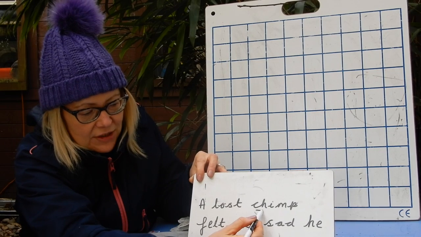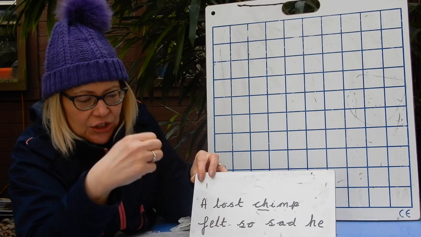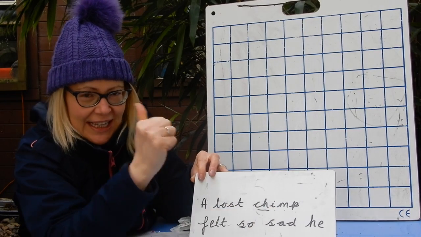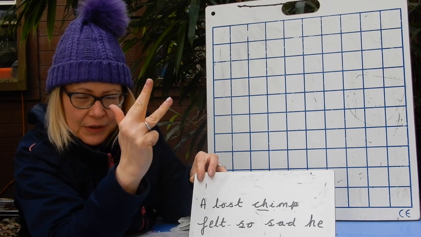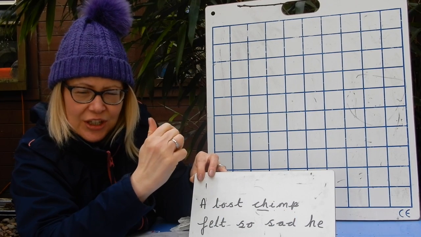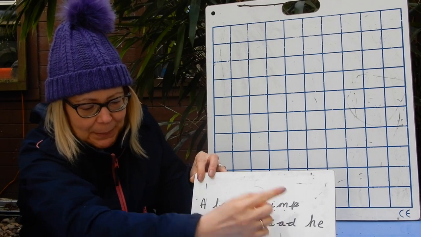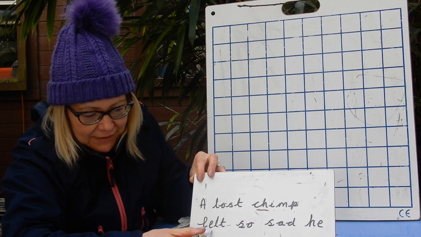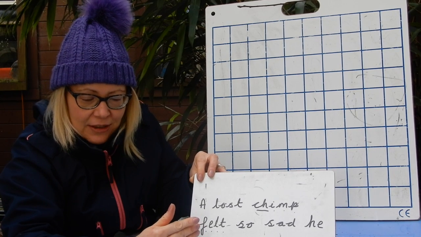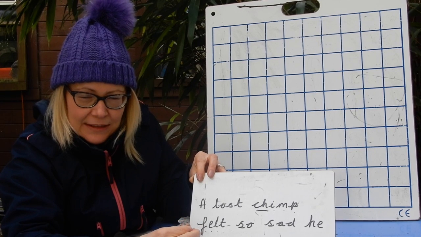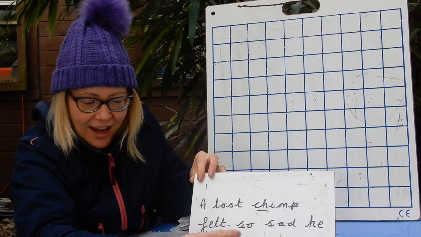Now we've got, I might just put some sound buttons here actually, to give you a hand. So we've got digraph, single sound, single sound, single sound, okay? Ch, I, m, p, ch, imp, chimp. A lost chimp. 4 single sounds here. F, e, l, t, felt, felt, felt. A lost chimp felt.